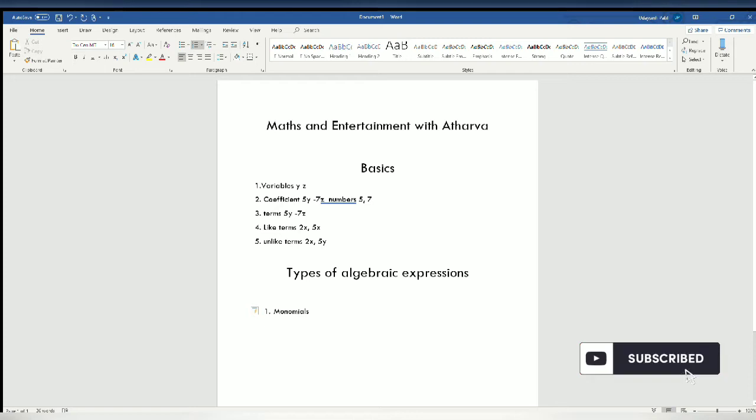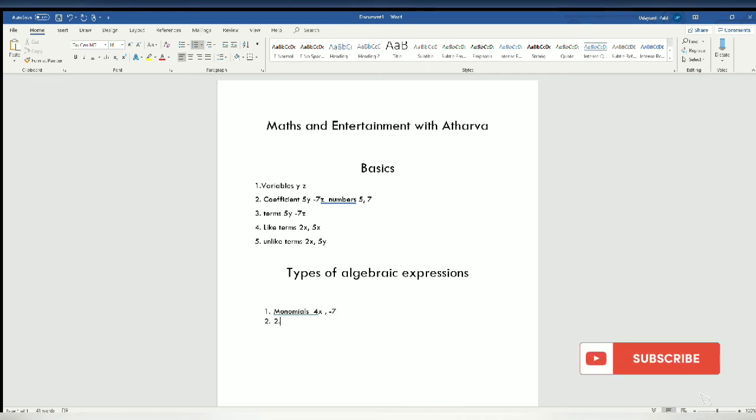Monomials mean only one term. For example, I will give you 4x, negative 7. I hope you have learned integers. Monomials have only one term.